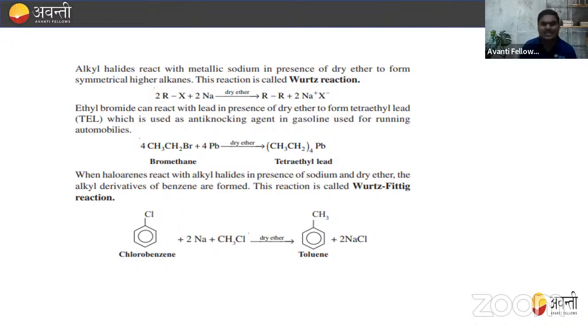When haloarenes are reacted with alkyl halides in the presence of sodium and dry ether, the alkyl derivative of benzene is formed. So this thing we already know. This is known as the Wurtz-Fittig reaction, right? This is known as the Wurtz-Fittig reaction. Why is it called the Wurtz-Fittig reaction, beta? Because in this we have one chlorobenzene, and here we have CH3Cl. So this is also an example of a halogen exchange method, or we can say that. So this will form, right? So toluene will be formed.